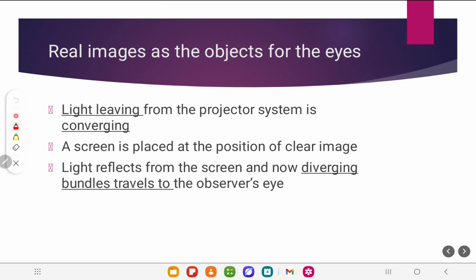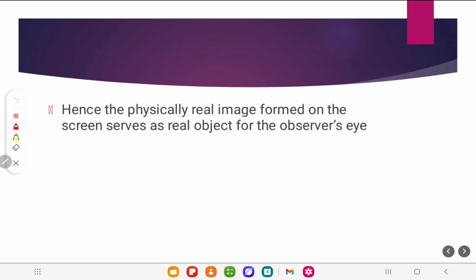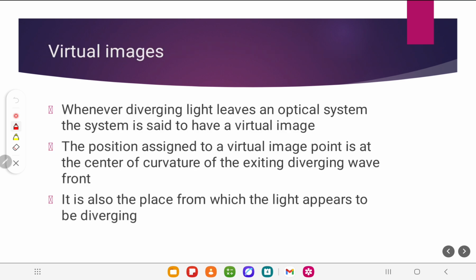So a real image is an object for the eye. I'll tell you later on what I mean by a real image being an object for an eye. So, virtual image. Let's move on. Virtual image.